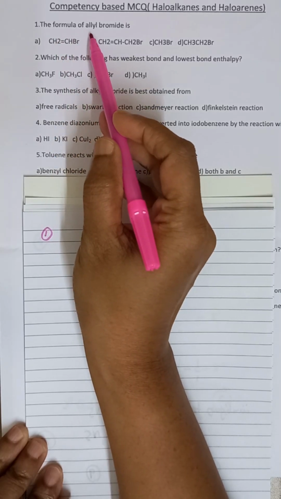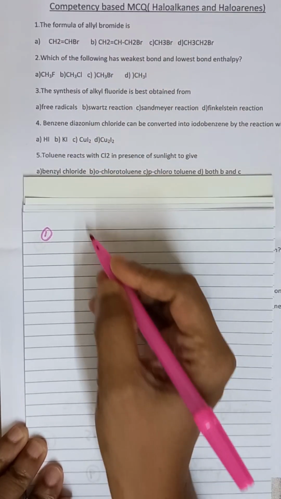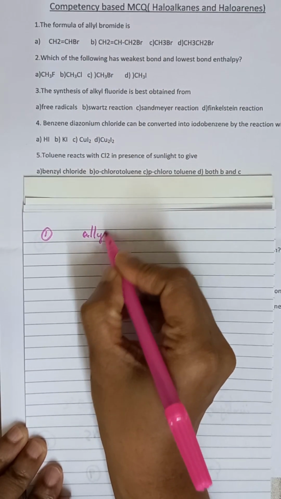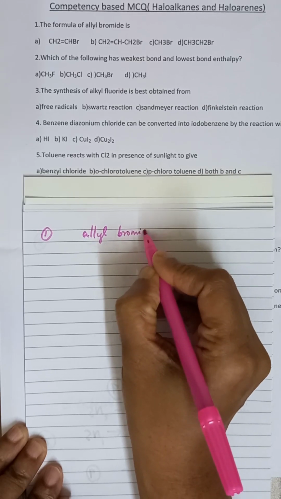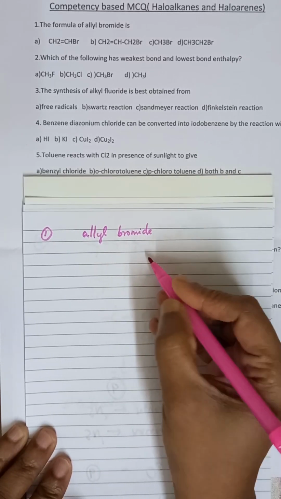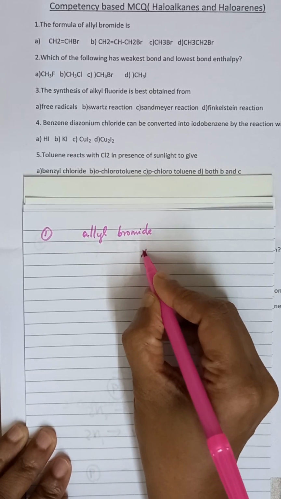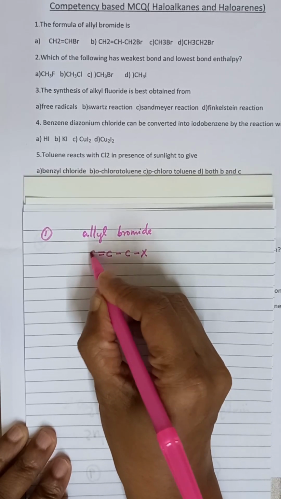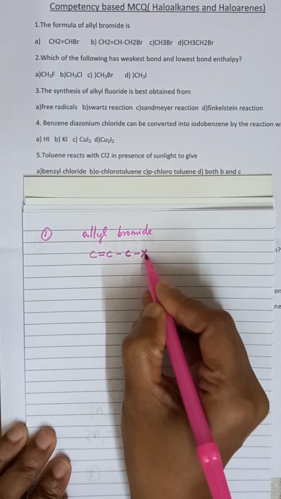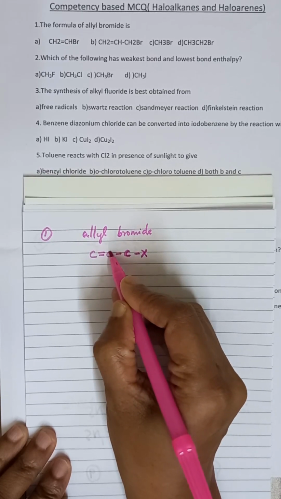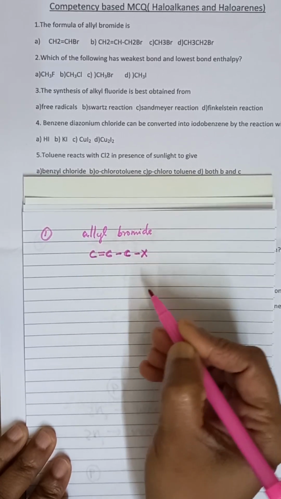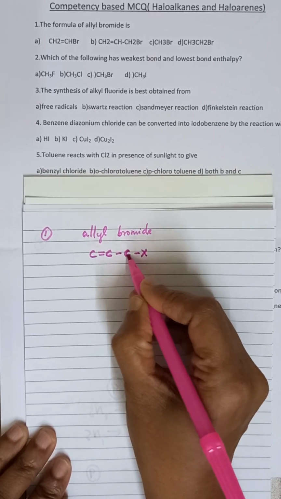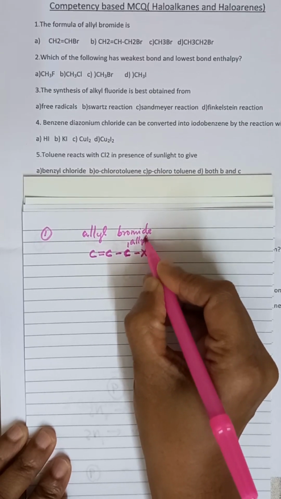This question: the formula of allyl bromide is. So how to write the formula of allyl bromide? For writing allyl halide, we can write a halogen which is connected to an allyl carbon. So the halogen atom is connected to a carbon which is again connected to a double bonded carbon. So this carbon is called an allyl carbon.